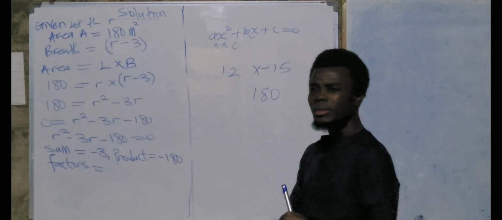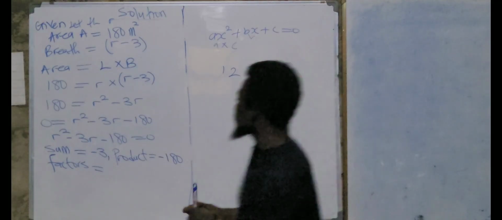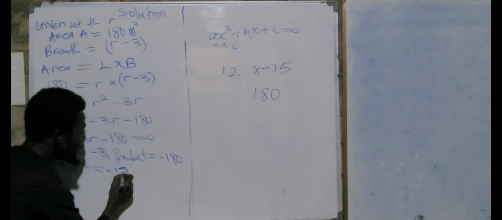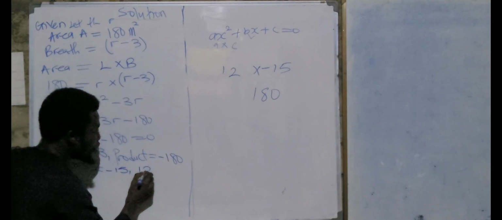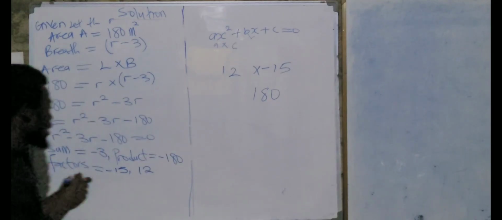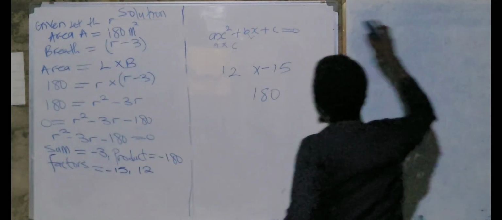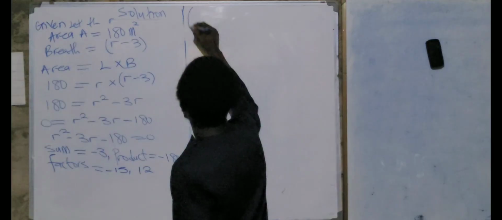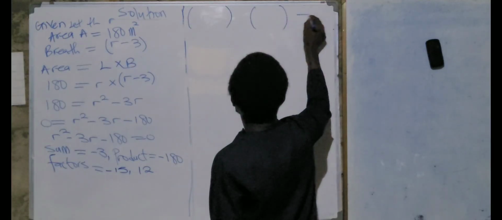Are we clear here now? Let me see now. So what are we to do now? Our values here are negative 15, right? Are we okay? Yes, sir. And then also you have positive 12. Next step here, put these into two brackets.